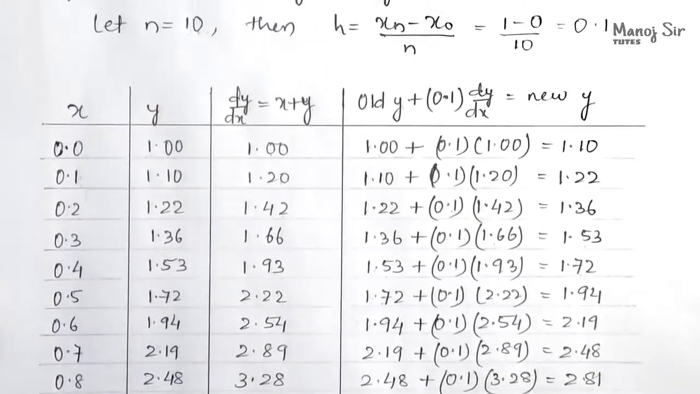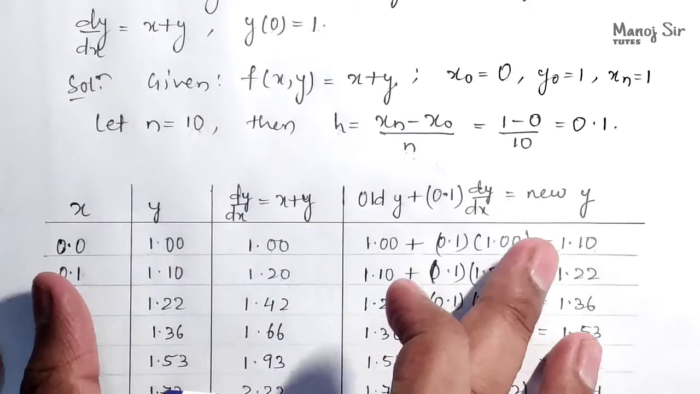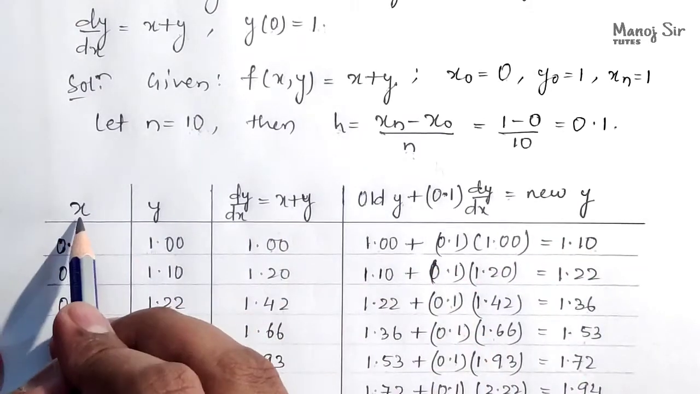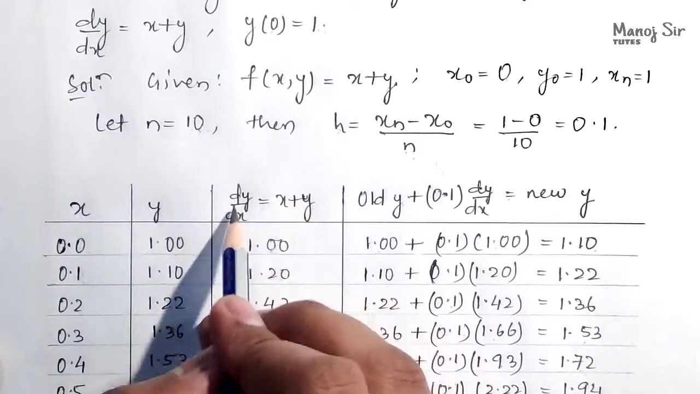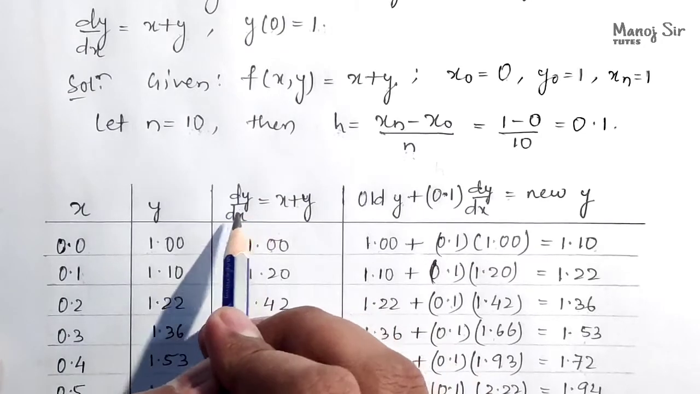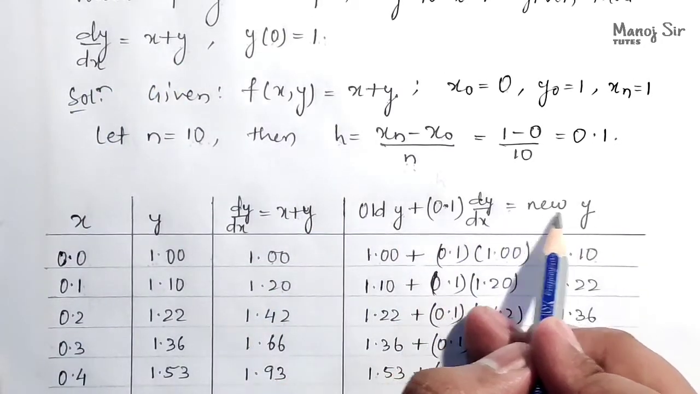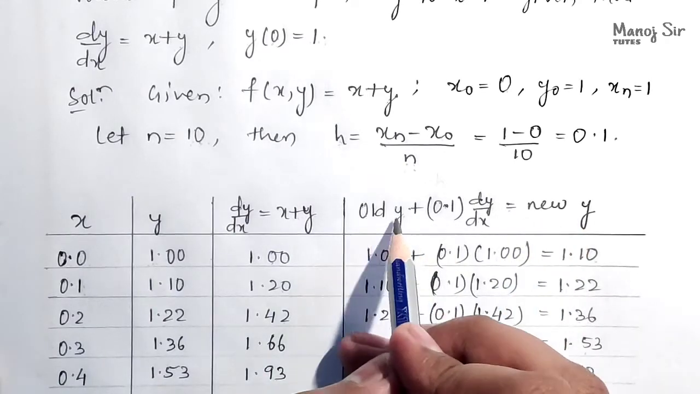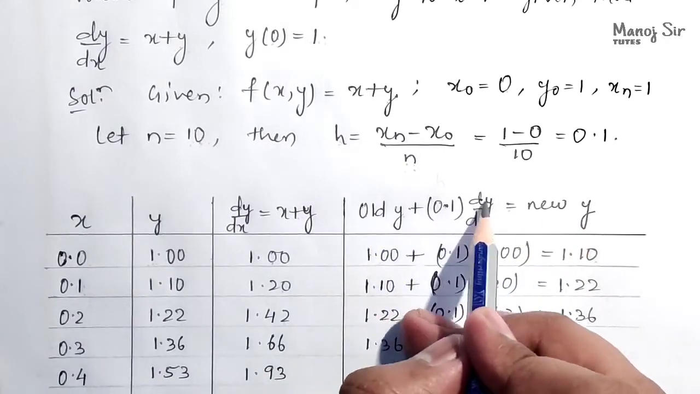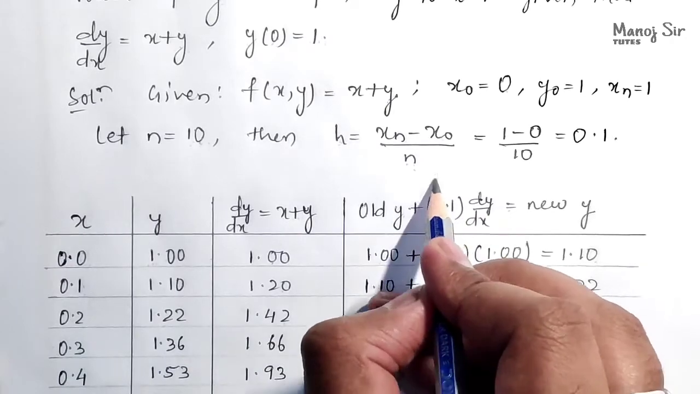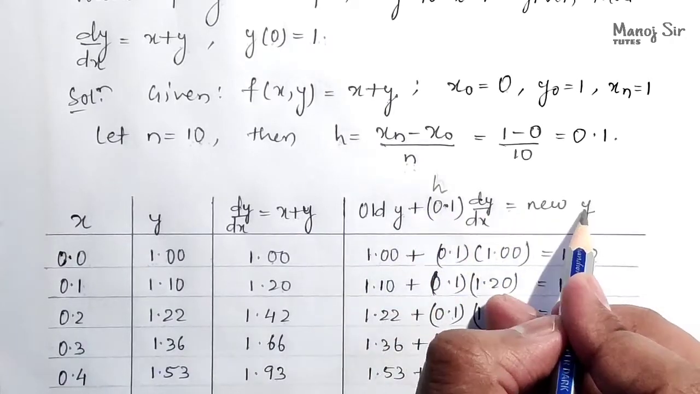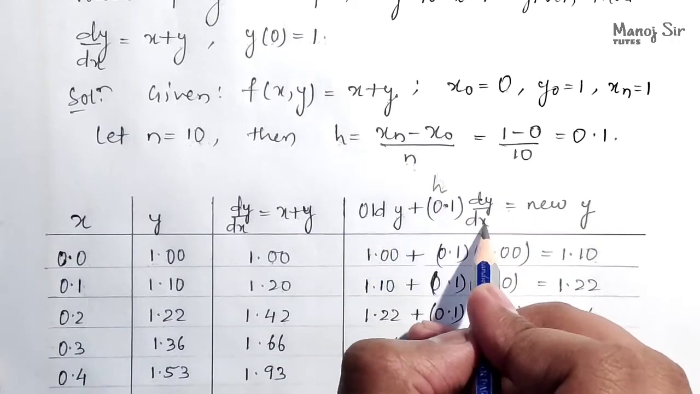Okay, so we will make a tabular format and simply write x, y. This is a function of x comma y, that is dy upon dx, which is given by x plus y. And here we need to find the new value of y, that is equal to the old value of y plus h into dy upon dx. What is 0.1? That is h. So new y equals old y plus h into dy upon dx.